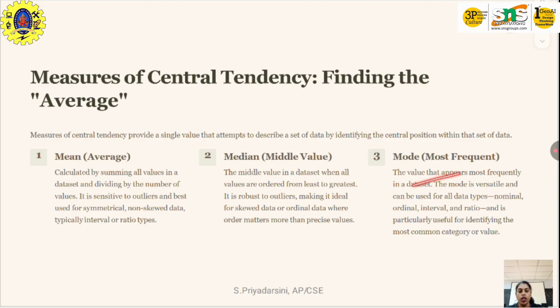Next is mode. The mode is the most frequently occurring value. It can be applied to all data types and is especially helpful for categorical data. Each of these measures gives us a different way to understand the data.